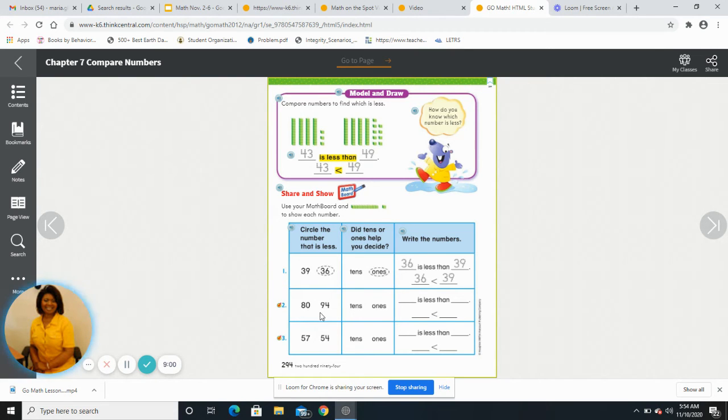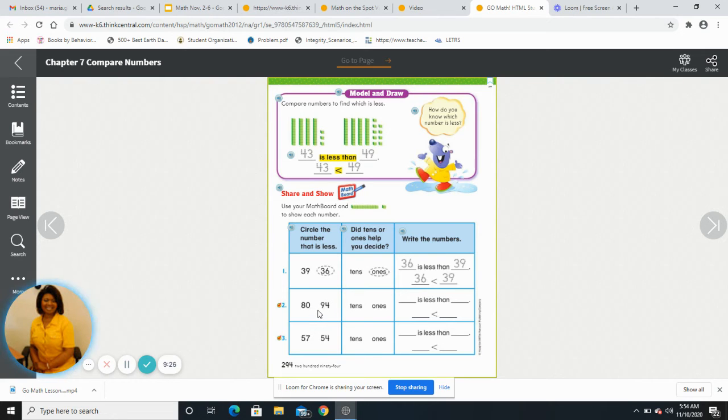Look at number 2. We have 80 and 94. If you would like to, you can draw a line between the 8 and the 0, and you can write a T over the 8 and an O over the 0 to help you remember that this is the tens and this is the ones place. Same here, draw a line separating the 9 and the 4, a T over the 9 and an O over the 4 if you would like.